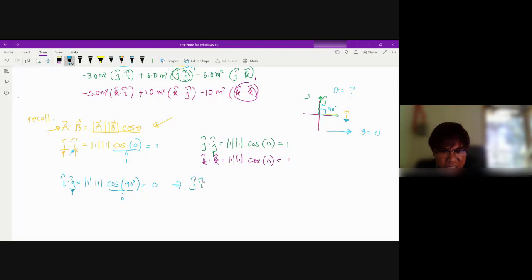The same is true for j dot i. Mathematically, i dot j and j hat dot i hat are the same, which is also 0, like commutativity. If you solve it, it's the same either way. The angle between the two is 90 degrees, so cosine 90 degrees is 0. That's why it's 0.